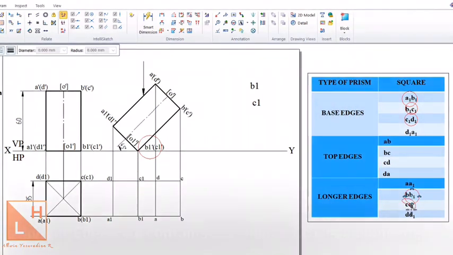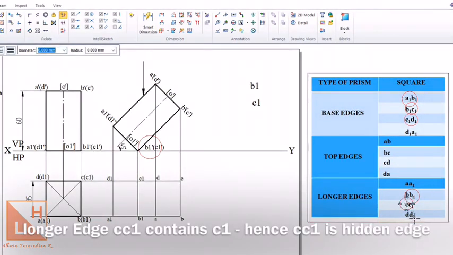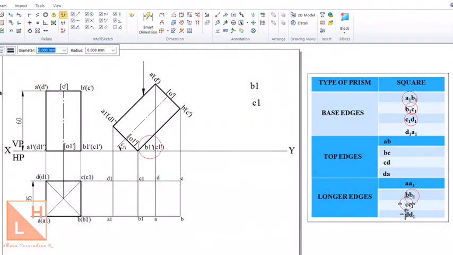Then go to the next one, C1. So this contains C1, so this is also going to be called a hidden edge. D1, so it does not contain either B1 or C1. So that will complete the identification of the hidden edges.